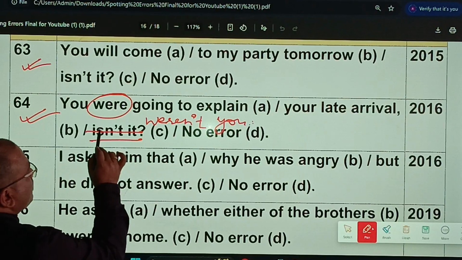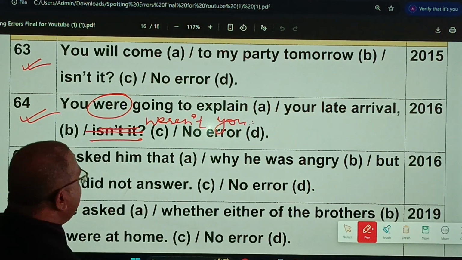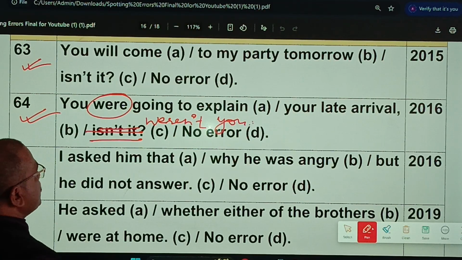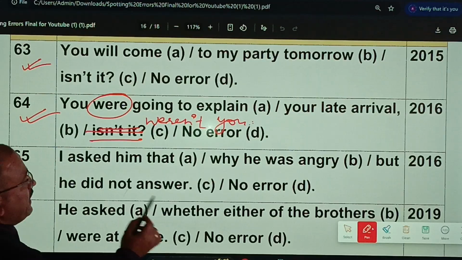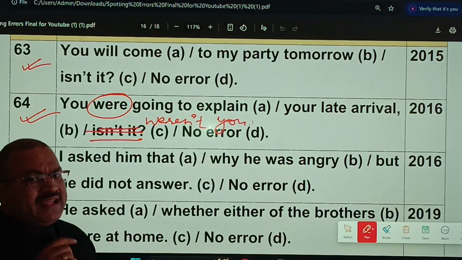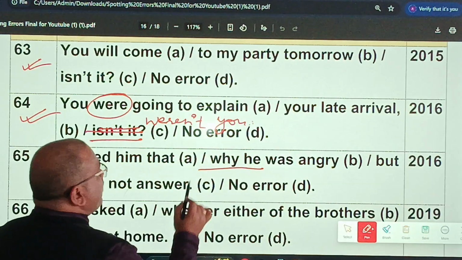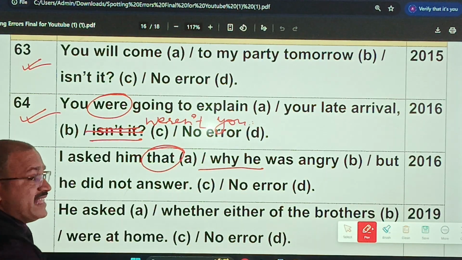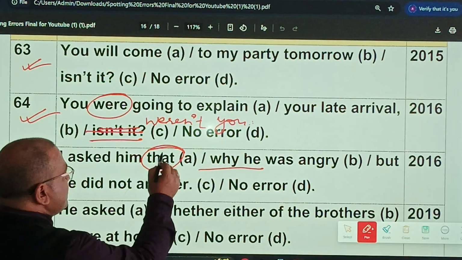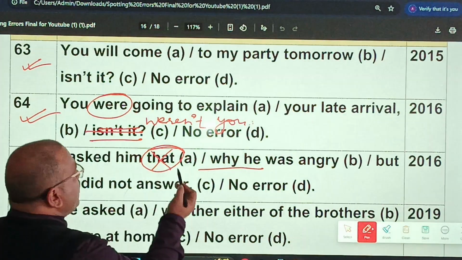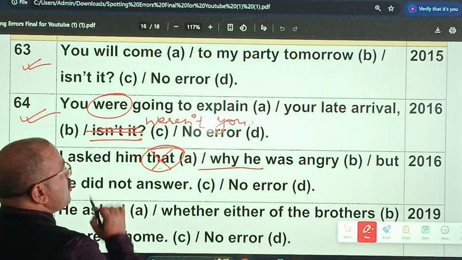I asked him that why he was angry, but he did not answer. What type of error? Direct and indirect speech narration. Remember the WH sentence. So in a WH sentence, do we use that? No. In a WH sentence we do not use that. So this is the error. I asked him why he was angry. That is wrong here.